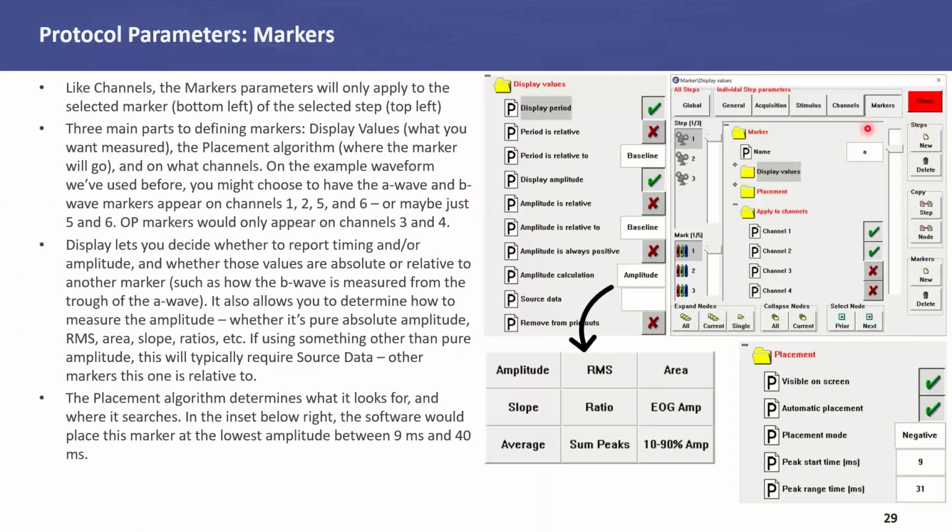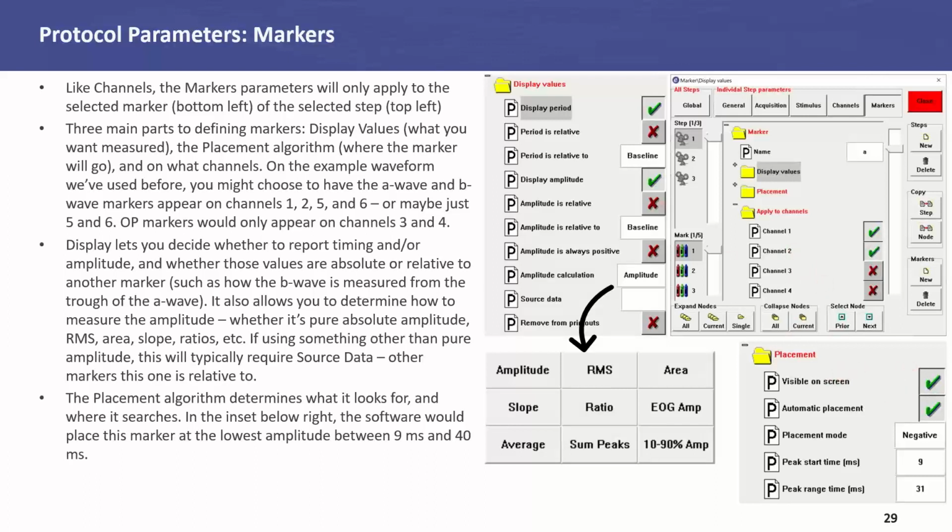Finally, we have markers. Like channels, the marker parameters only apply to the selected marker of the selected step. There are three main parts to defining markers. First, the display values, which is what you want to measure, like timing or amplitude. Then the placement algorithm, which is where the marker is going to go, and then onto what channels they'll be applied.